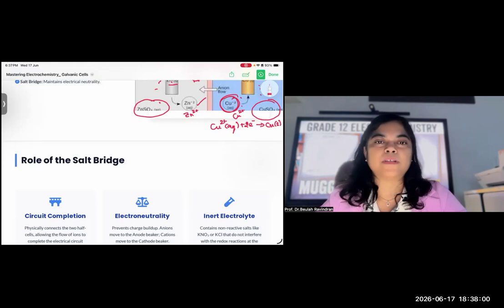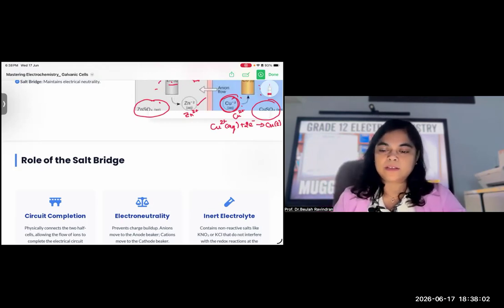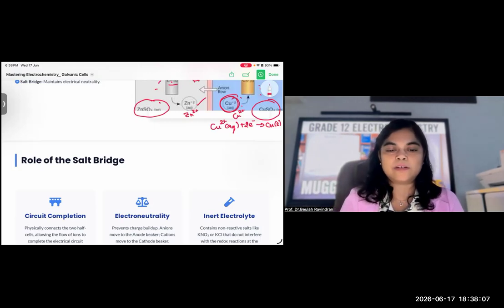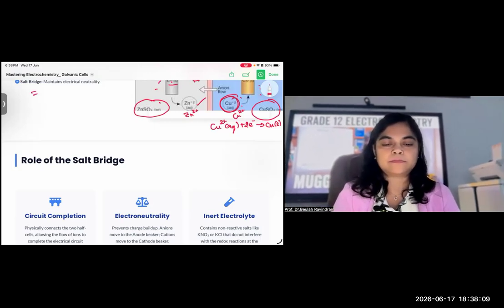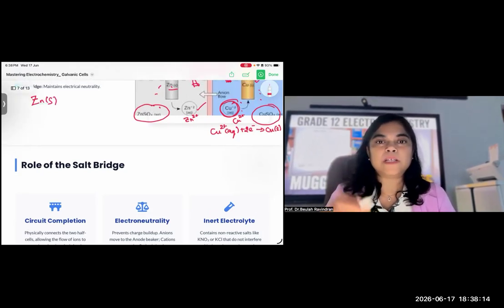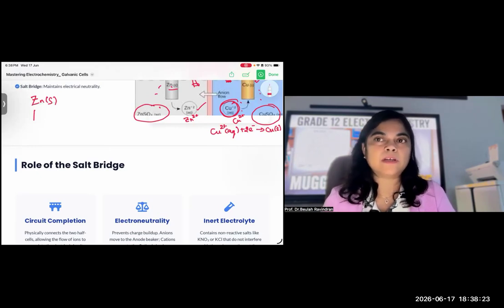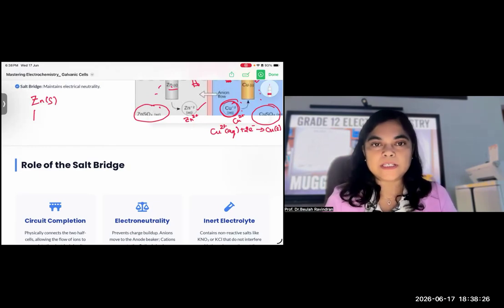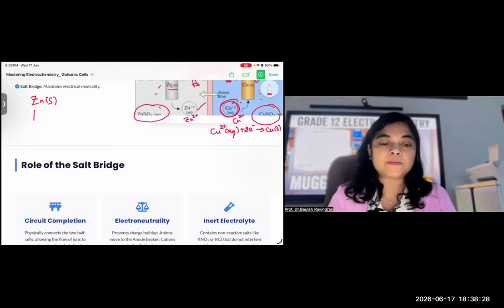So let's write it out for ourselves. Start with the solid anode, zinc solid. Draw a single vertical line. Students, are you with me? Listen carefully and take notes. Draw a single vertical line to represent a phase boundary. Everything is given in your NCERT book.